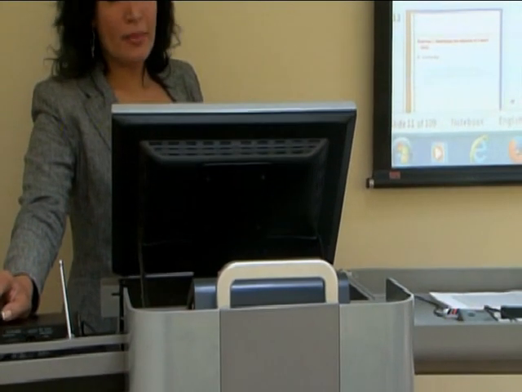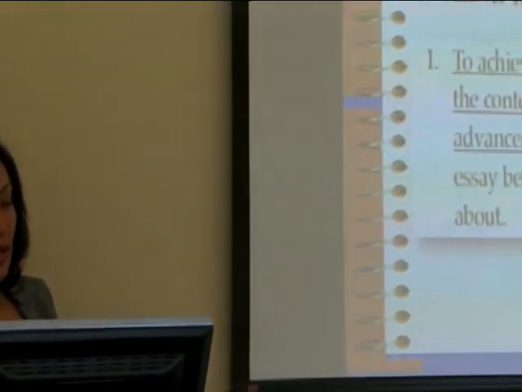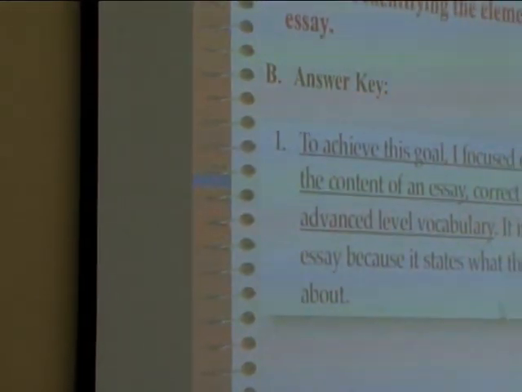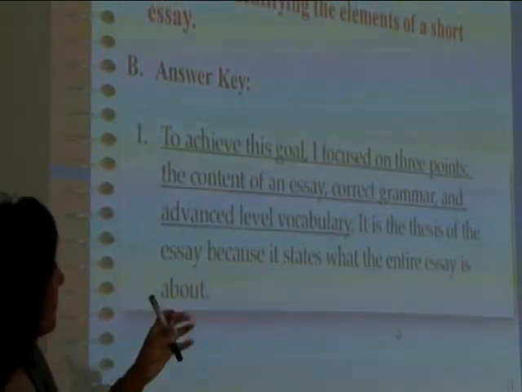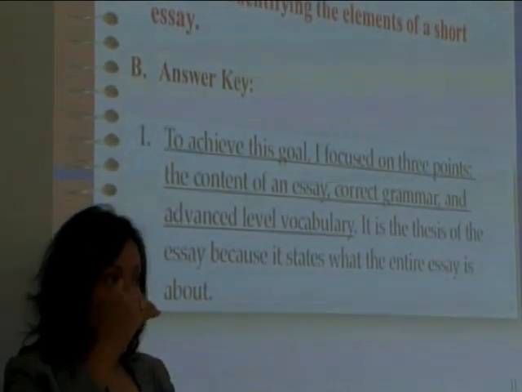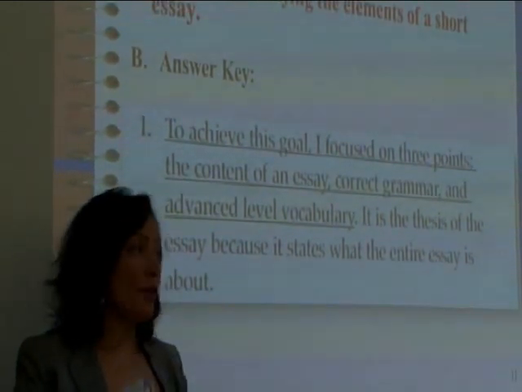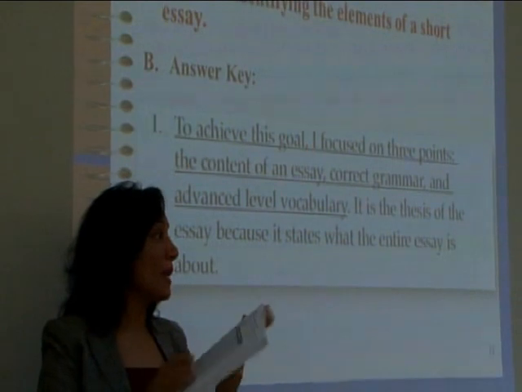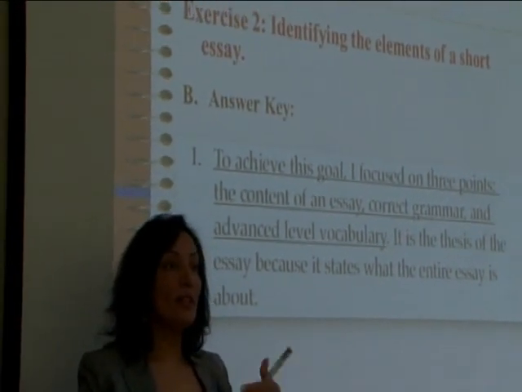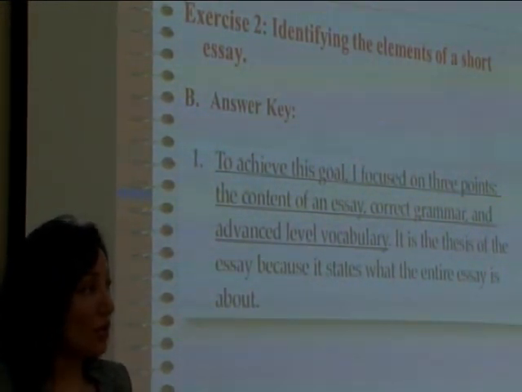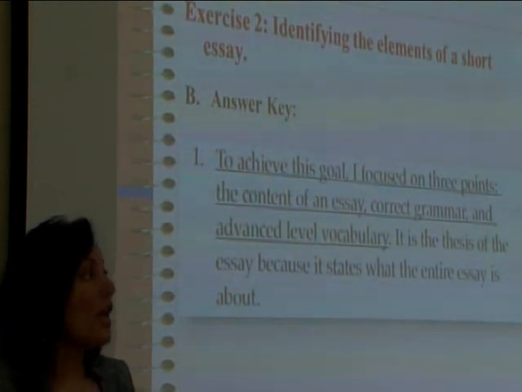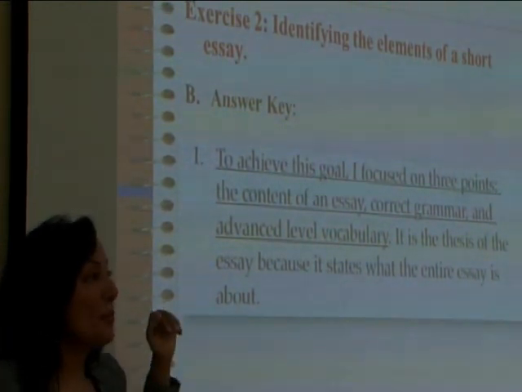So we answered the first one. The thesis statement is, to achieve this goal, I focused on three points: the content of the essay, correct grammar, and advanced level vocabulary. And the thesis states what the entire essay is talking about. Right? Did we see these ideas elaborated on in the next body paragraph? No, he did not elaborate on them. Do you know the meaning of elaborate? Illustrated on them. Yes? Did he mention them? Not each one in a separate body paragraph.